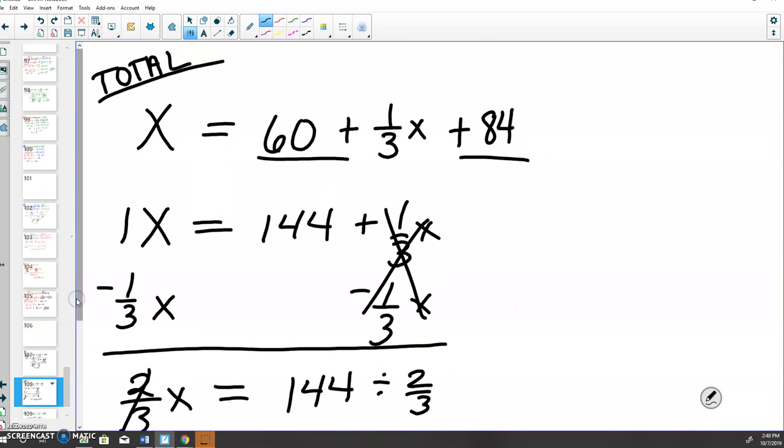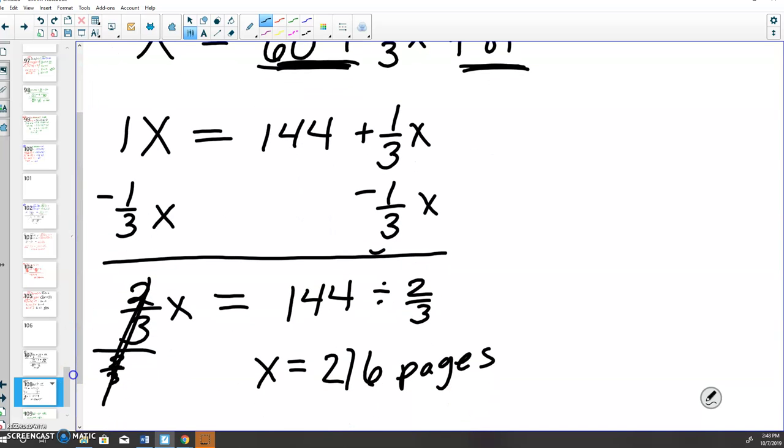Okay, so for number 9, I don't know my total, so I wrote it as x. X equals the 60 pages she read plus 1/3 of the book that she read plus 84 pages. So you combined your like terms. You got 144 pages plus 1/3 x. You want to move 1/3 to the other side, so you subtract it, and you're left with 2/3 x equals 144. Then you have to do the opposite of times, which is divide. So you divide it by 2/3.